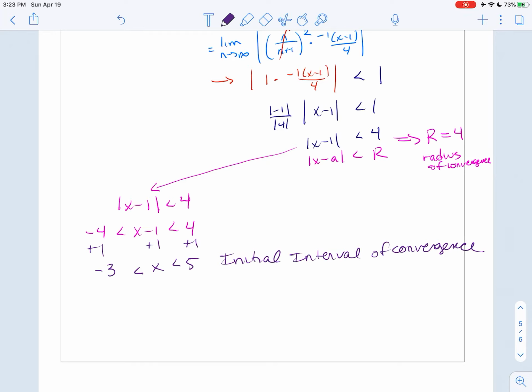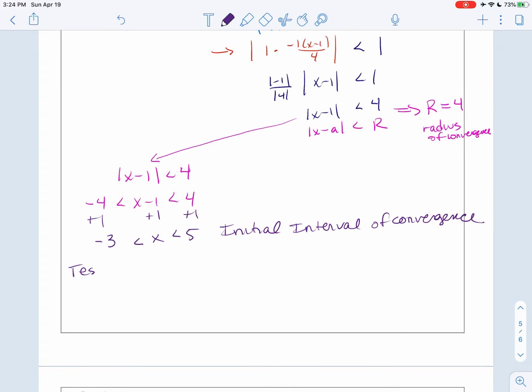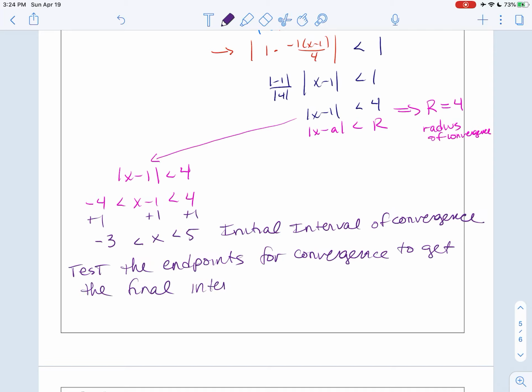Good. Now, the endpoints are going to be the case where our ratio test is equal to 1, and that will give us an inconclusive result. So what we want to do now to get our final interval of convergence is to test our endpoints, right? So we do want to test the endpoints for convergence to get the final interval of convergence.